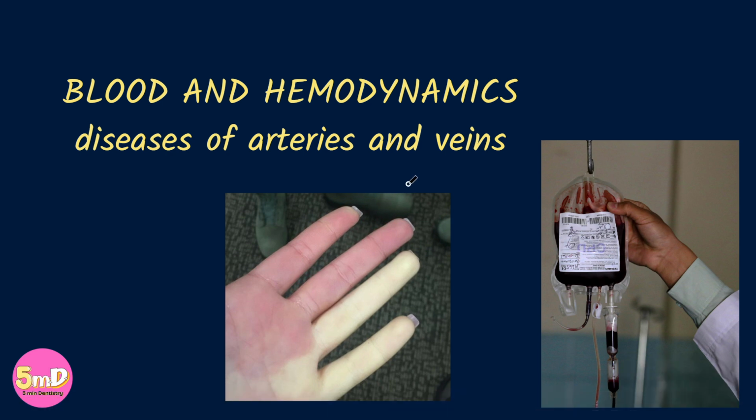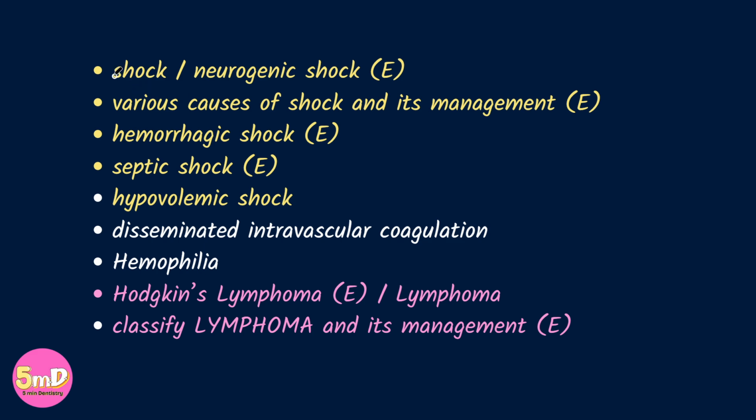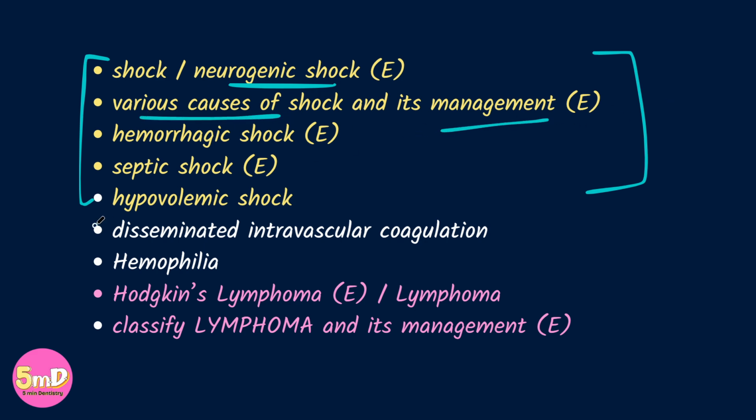The next chapter is on blood and hemodynamics and the diseases of the arteries and the veins. Shock: as you could see here, they have asked multiple essays on the topic shock. Neurogenic shock, various causes of shock and its management alone have been asked. Hemorrhagic shock, septic shock, hypovolemic shock. You should be thorough with all of these, and management in each type is a must.